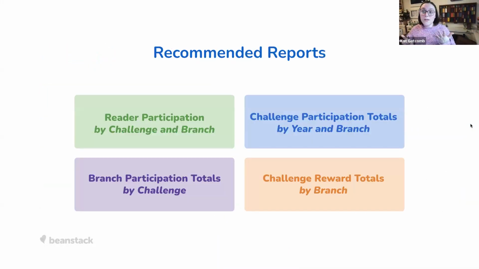Now, because you are all sharing one site, we do have some reports that I would recommend over others. In general, any report that is filtered down by challenge or by branch, which in your case is library, is probably your best bet, because that's going to give you data just for your library. So we have the reader participation by challenge and branch. This is nice for, say, 1,000 books. This is open to anybody across the whole system, but you can filter it down just to see the people who are at your library.